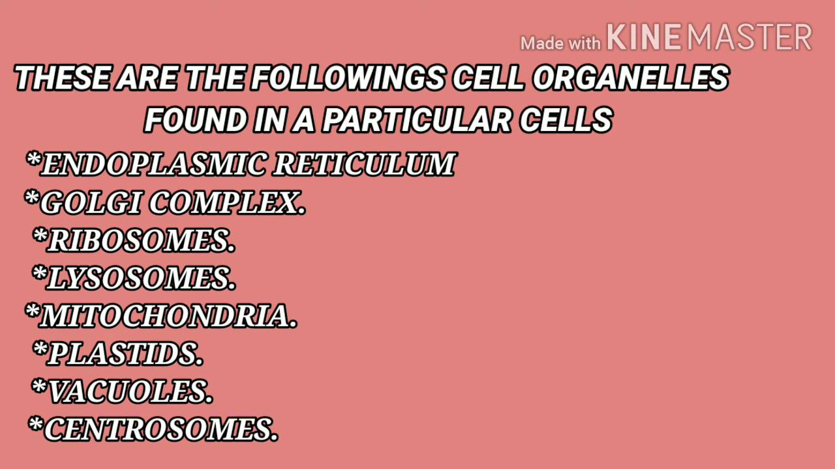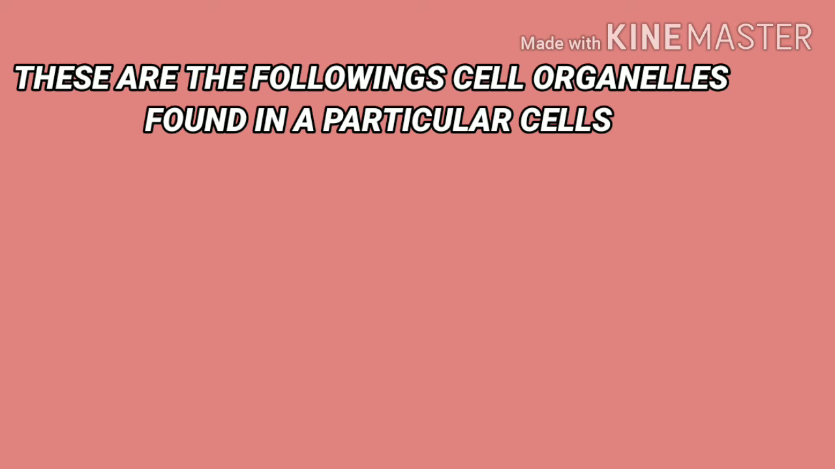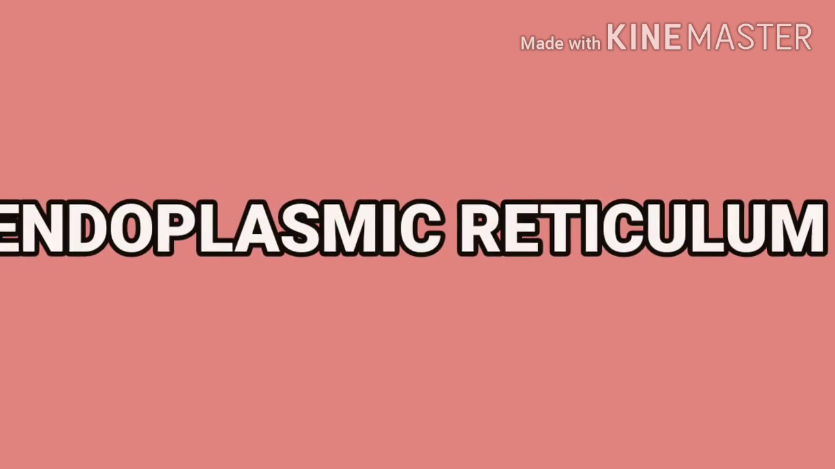Now, in a particular cell there are many organelles found, such as endoplasmic reticulum, Golgi complex, ribosomes, lysosomes, mitochondria, plastids, vacuoles and centrosomes. So today we are going to learn one of those cell organelles, that is called endoplasmic reticulum.